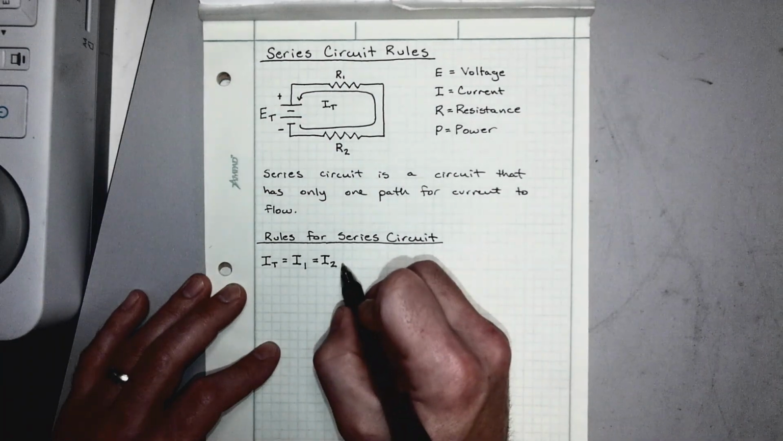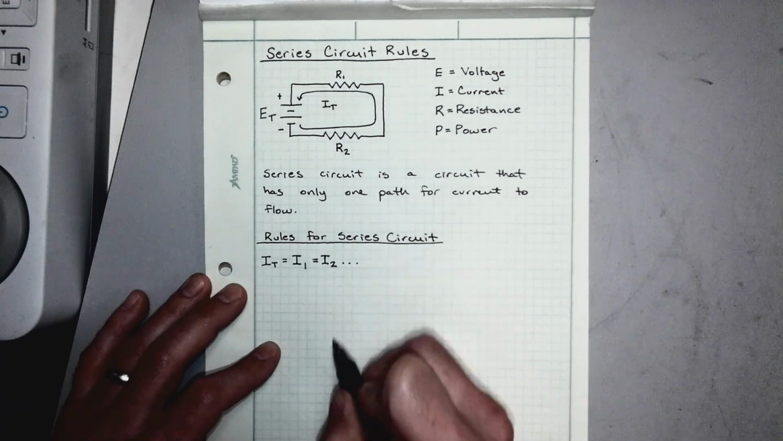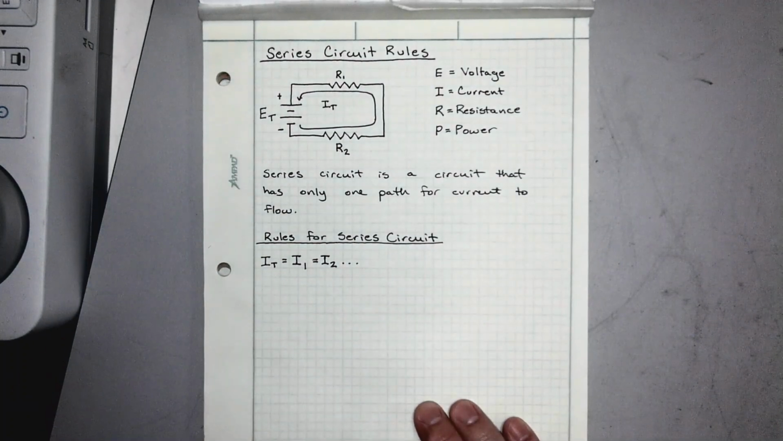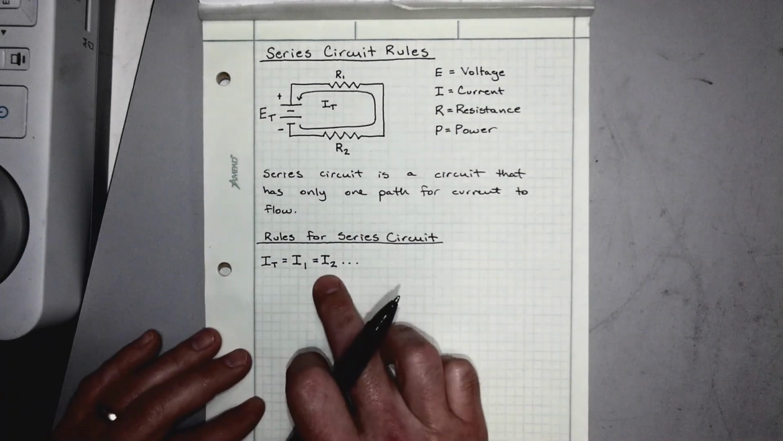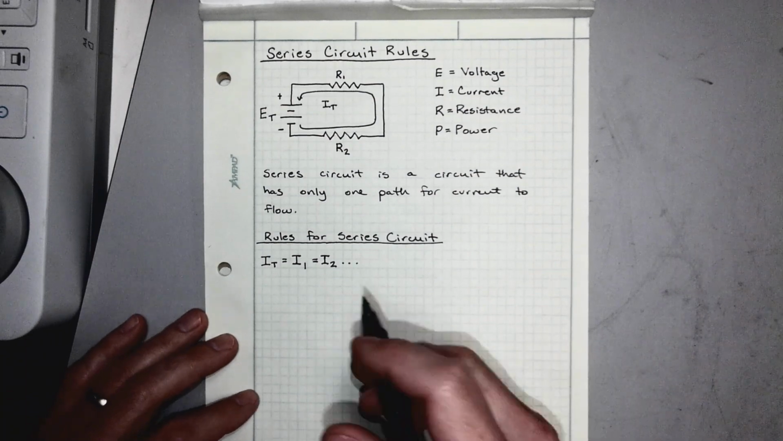And this would go so on and so forth. If we had additional resistors in the series circuit, it would just continue on. Regardless of the number of resistors that we had, I T would equal I1, would equal I2, would equal I3, so on and so forth, all right?